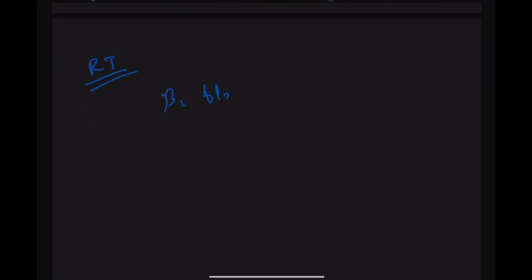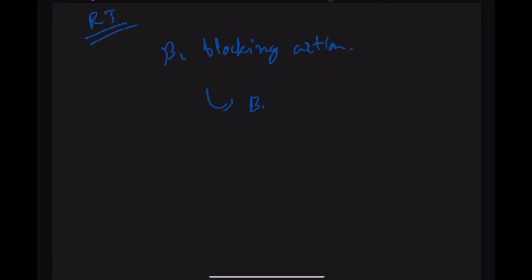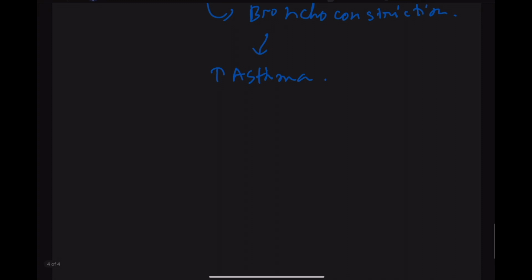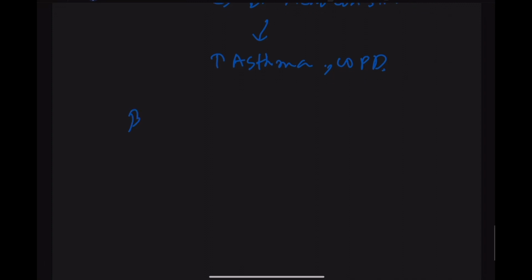Then if we look at the respiratory tract, they have beta 2 blocking action. Okay, because the non-selective drugs have beta 2 blocking action, they cause bronchoconstriction and exacerbate asthma. Okay, so they are contraindicated in asthma and COPD patients. Beta receptor antagonist drugs are contraindicated in asthma and COPD patients. Though we can use the beta 1 selective drugs, because they have no beta 2 blocking property.